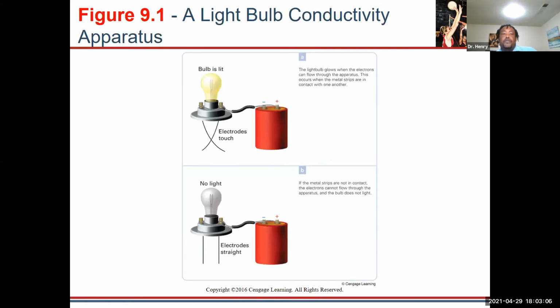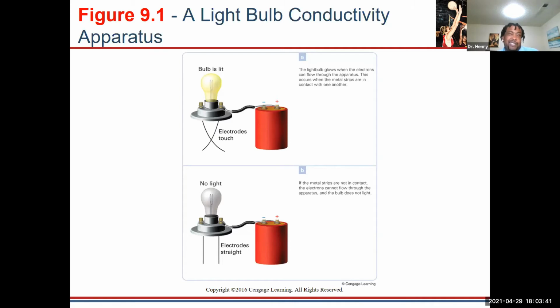Okay, so when a light bulb is lit, it's basically conducting electricity, right? In this case, we have the two electrodes that are touching. And since the electrodes are touching, electrons are able to flow through this light bulb continuously, providing that electricity and providing us light. As soon as we disrupt that flow by separating those electrodes so they're no longer touching, we don't get light.